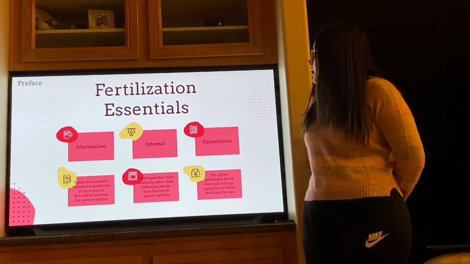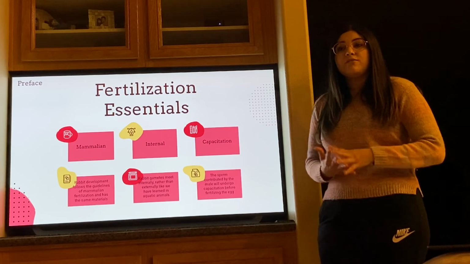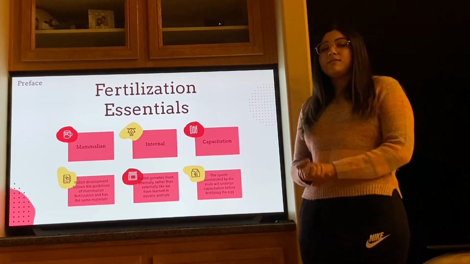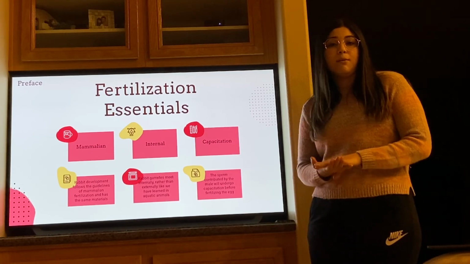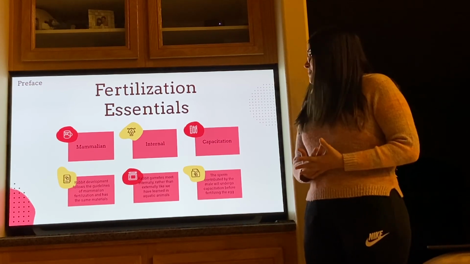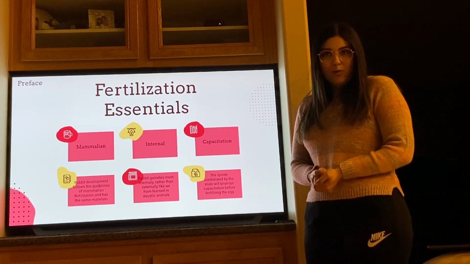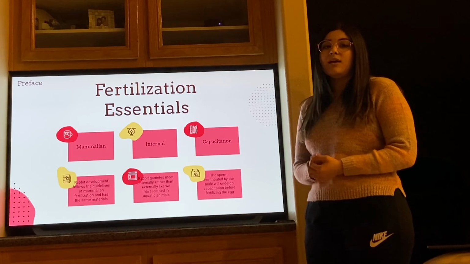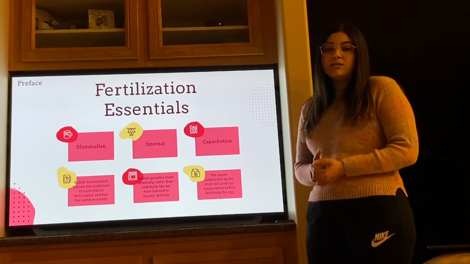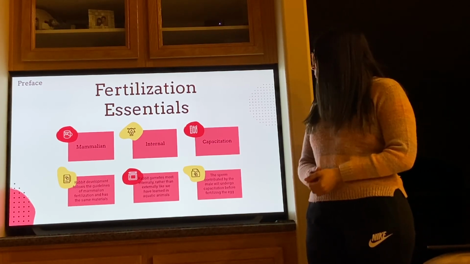And so now let's move on to internal. So the fertilization of rabbits is internal, does not happen externally in any type of water or anything else like that because they're not aquatic, they are mammals. So they do reproduce internally, and all of the development until birth happens internally.